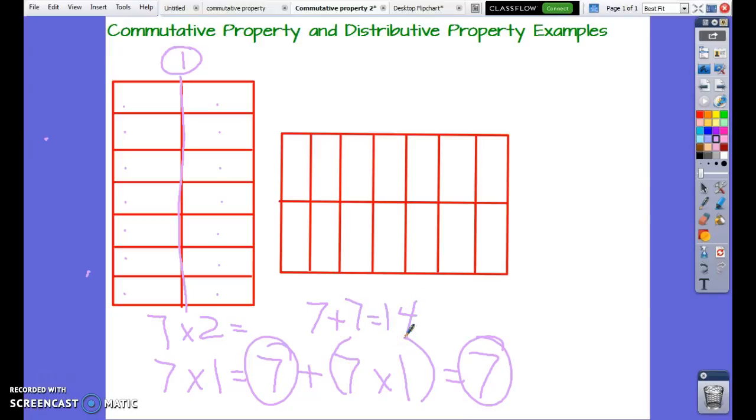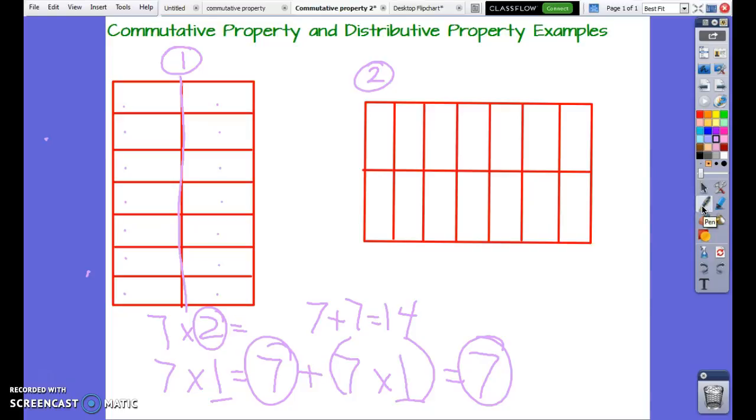So what I did was just break up the 2 here, and I made it into a 1 and a 1. 1 plus 1 equals 2. So that's distributive property. Now when I go over to my second picture here, I'm going to move it over a little bit.